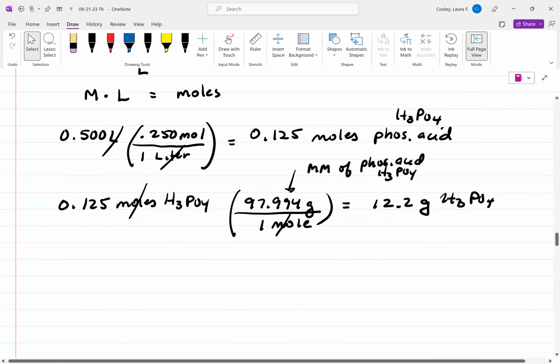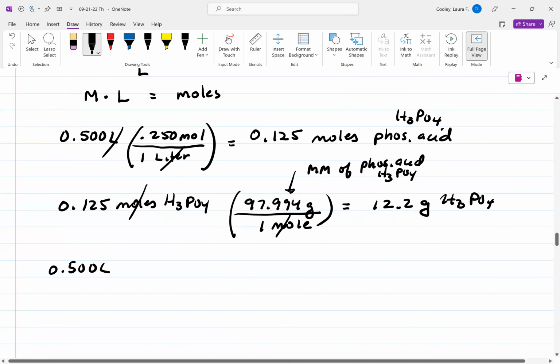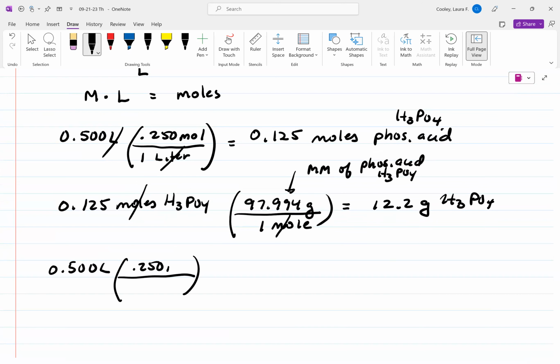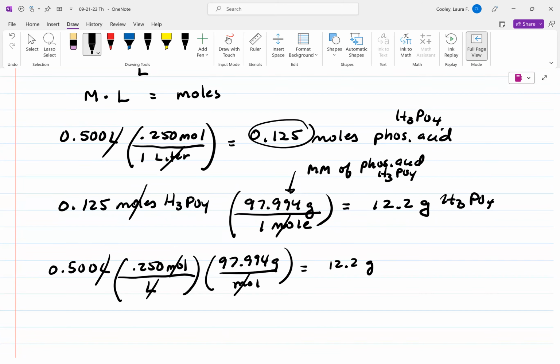Okay, but you could also do it all at once: 0.5 liters, 0.250 moles per liter, 97.994 grams per mole. You cancel liters, you cancel moles, and you'll end up with the same answer. I encourage you, if you're comfortable with it, to do it like this with successive parentheses, just because it's easier and you don't have as much rounding. I had to round in the middle here. Luckily, it was exactly 0.125, so I didn't have any round off error. But anyway, it's not that important to worry about that now.